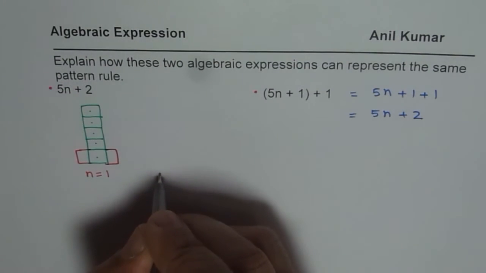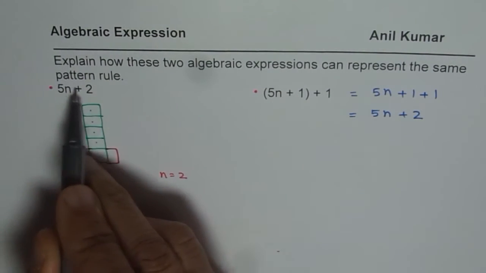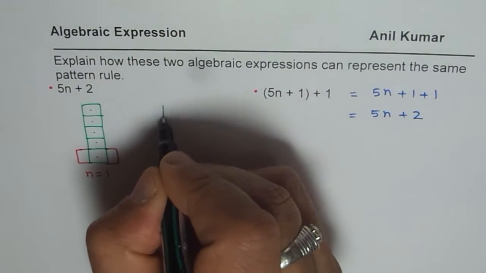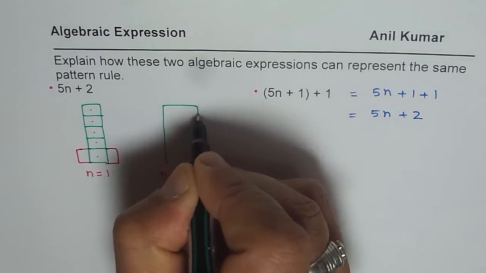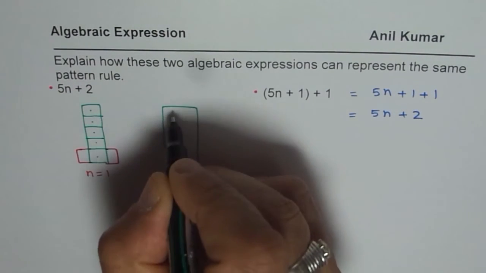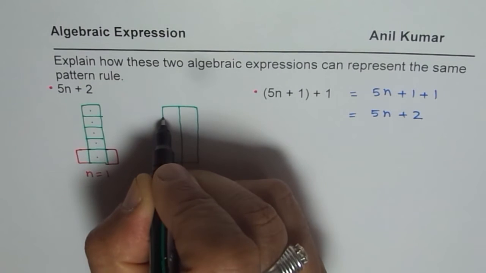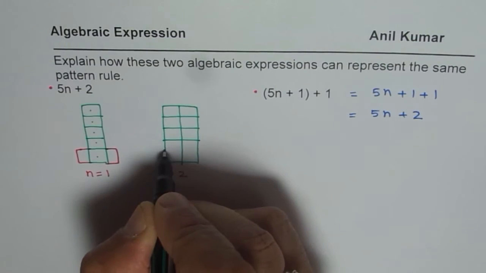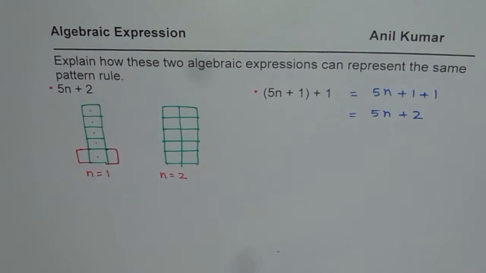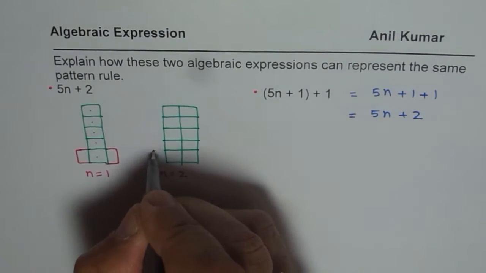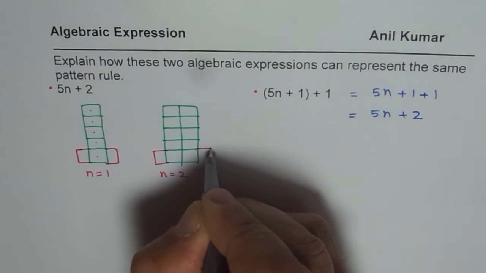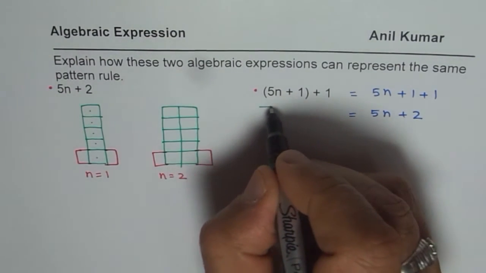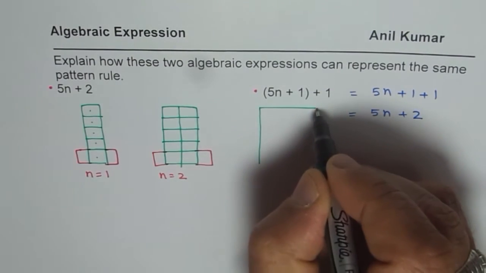Now if n becomes 2, then we have two of these 5 blocks, correct? So let me again sketch this one. So this time what I will do here is I'll make two of these green 5 blocks, right? So they are added. So we have 1, 2, 3, 4 and 5, correct? And the two fixed ones are red for me. So that way I can build on this structure and show you a pattern that will represent our expression, right?